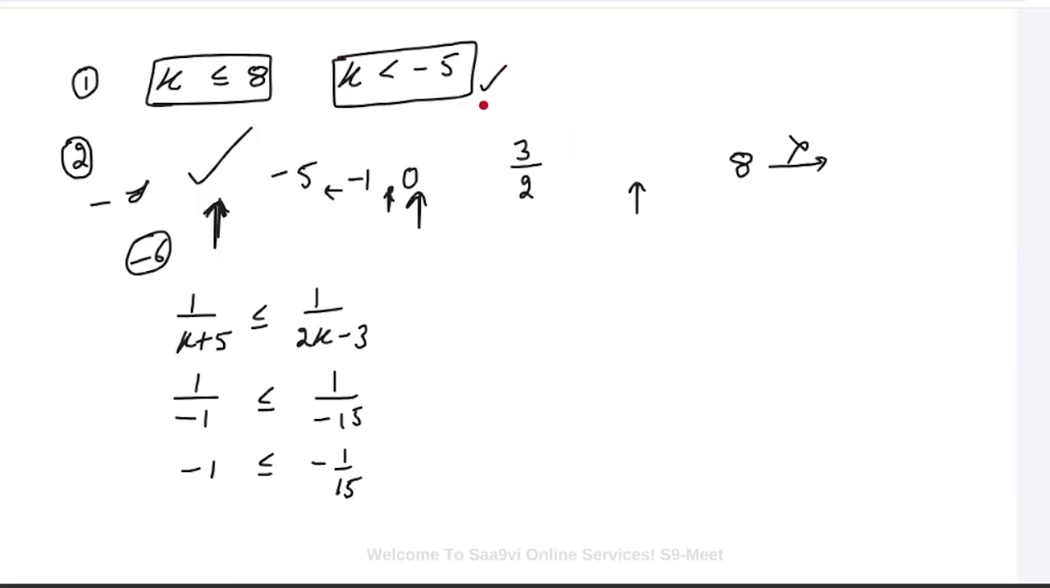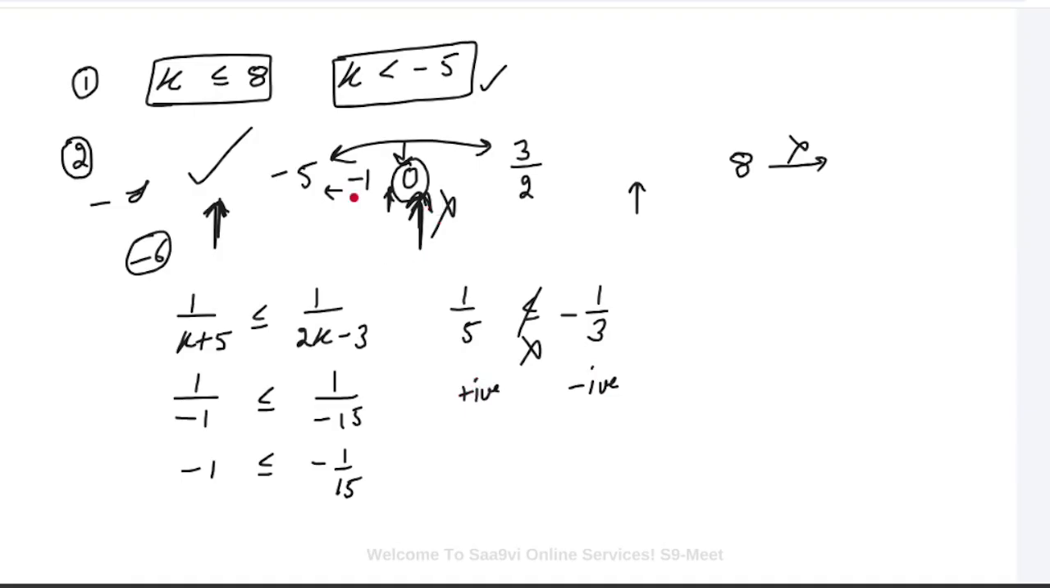That is also right. Now let's take 0, which is in between. We are checking the second region now, which is in between minus 5 and 3 by 2. Take any value, let's take 0 to make it easy. So 1 upon 0 plus 5, I get 1 by 5 less than or equal to 1 by minus 3, that is minus 1 by 3. Now this is not right because this is a negative value and this is a positive value. A positive value has to be greater than, that means this region will not be a part.